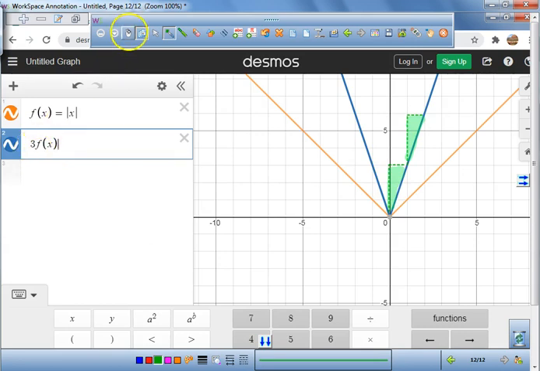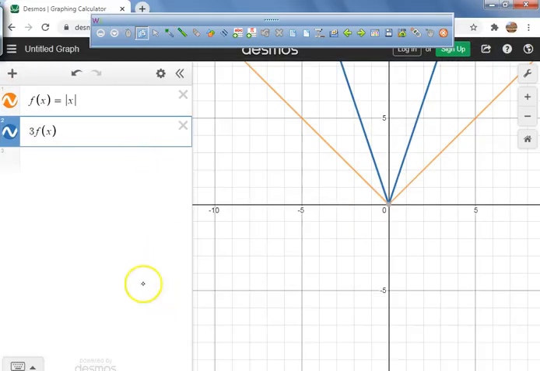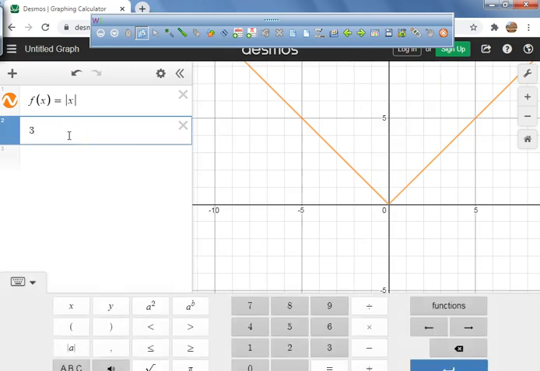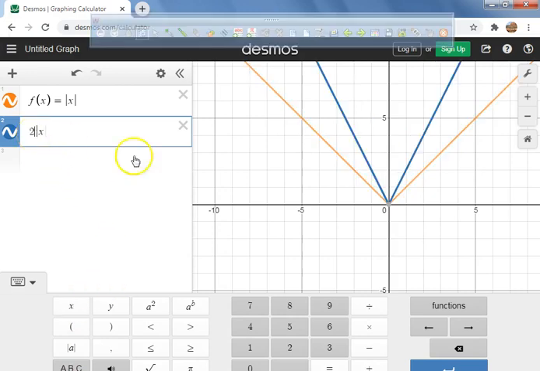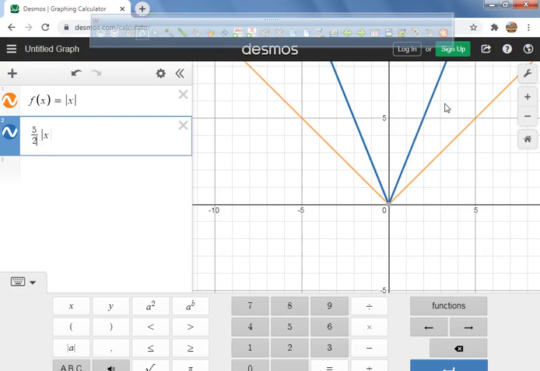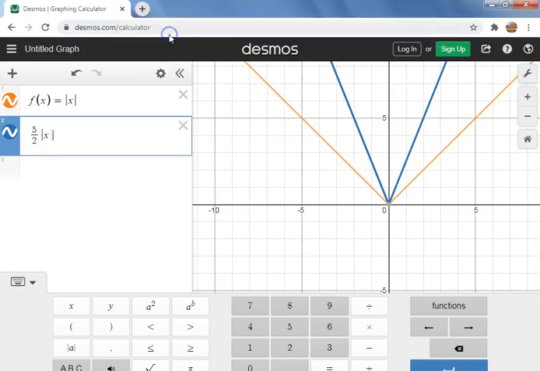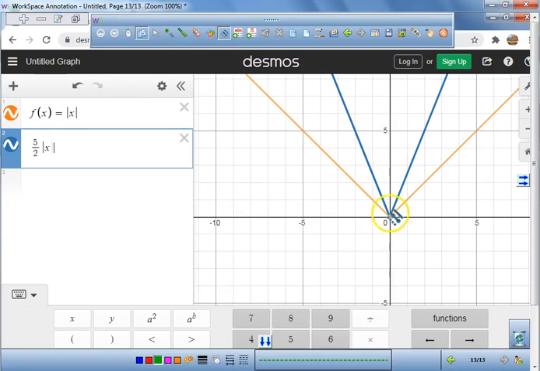Now, what did I say 3f of x was technically equal to? I said it was equal to 3 times the absolute value of x. They mean the same thing. So what happens if I put a 2 there? It goes up 2 over 1, up 2 over 1. What about 5 over 2? Does it go up 5 and over 2? Yes, it does.